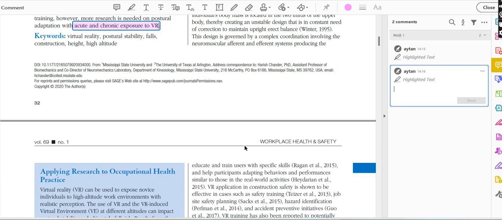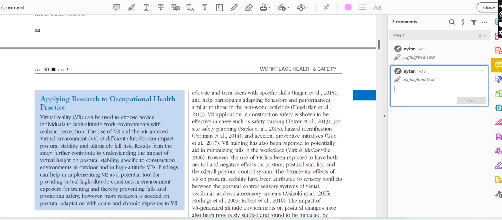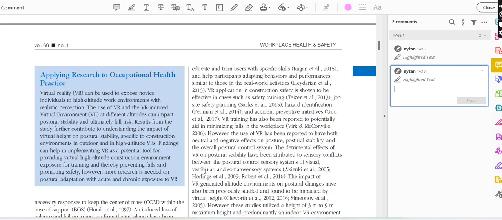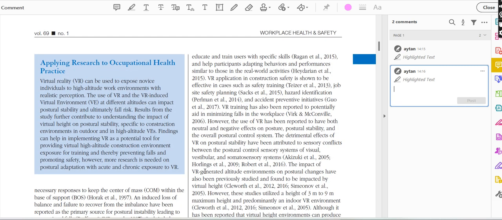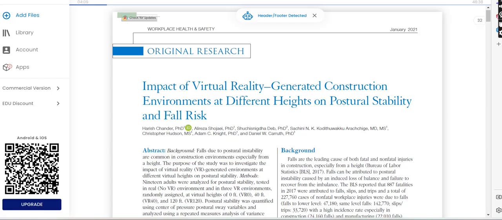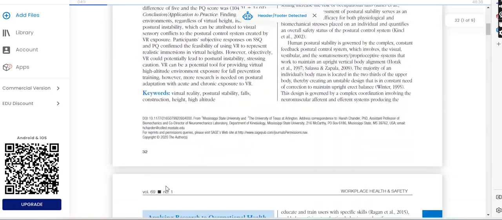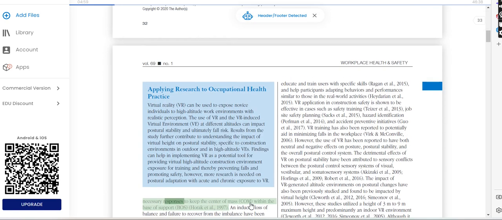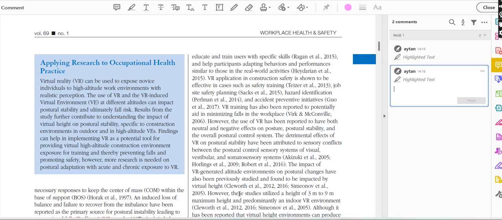This design is governed by a complex coordination involving the neuromuscular afferent and efferent systems producing the necessary responses to keep the center of mass within the base of support.